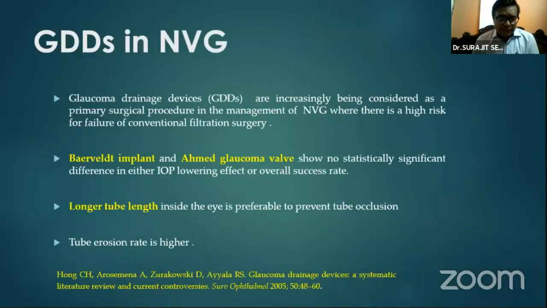Coming to the GDDs in neovascular glaucoma, these glaucoma drainage devices are increasingly being considered as the primary surgical procedure in the management of NVG, where there is high risk of failure of conventional filtration surgery. Both valved and non-valved devices give almost similar IOP lowering, and there is no statistically significant difference between them. A longer tube length inside the eye is preferable, as these eyes are more prone to hyphema postoperatively, which can block the tube. Also the tube exposure rate is quite high in these patients, so it is always advisable to put the tube through a 1 to 2 millimeter scleral tunnel, and then to cover the tube properly with a proper patch graft.